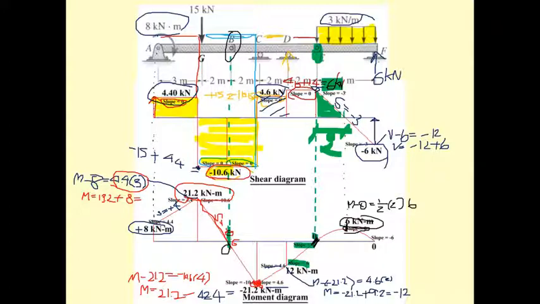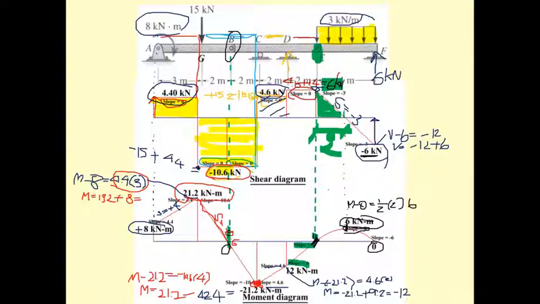And finally, at F, the moment is 0, and since the shear is -6, the slope here is also -6. Okay, that is the end of this clip to explain to you about drawing the shear diagram and the moment diagram by using the graphical method.